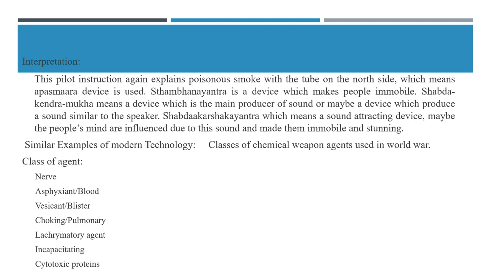So Hitler used classes of chemical weapon agents for the World War. So class of agent: nerve, blood, blister, choking, pulmonary, lacrimatory agent. So all these medical terms are there. We have taken all these things from his book itself. So incapacitating and cytotoxic toxic proteins. So all these were used by him for the World War.